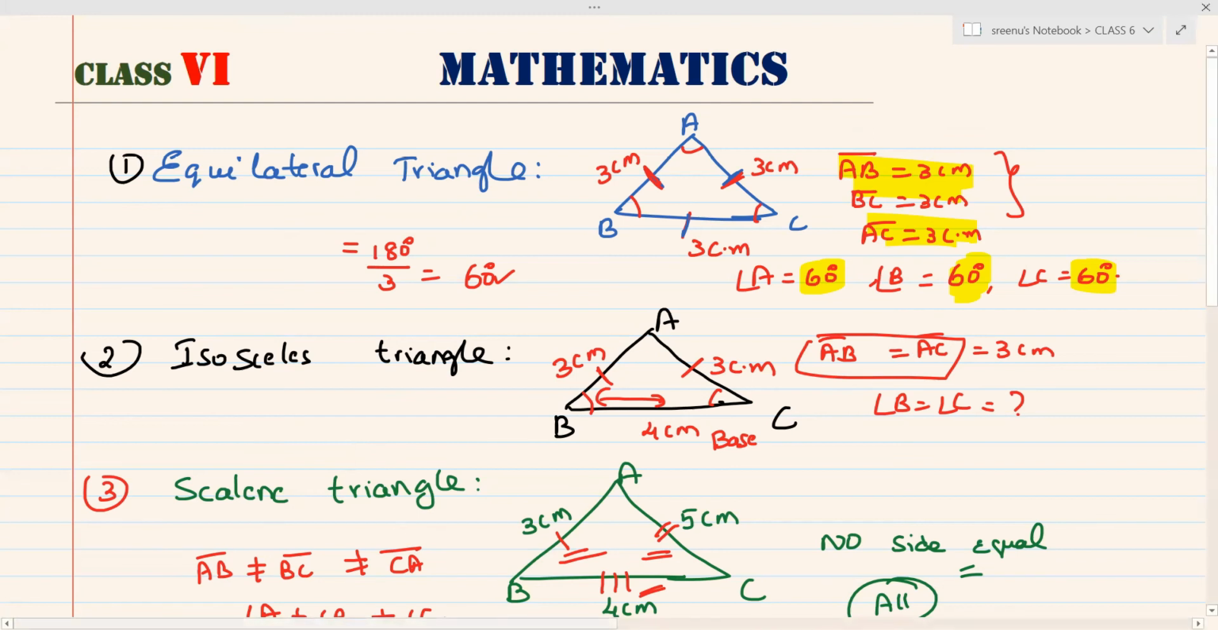Now we will see some problems, some simple objective questions based on these definitions. So let me check it out once. Yeah, I'll open the objective. Just a minute.